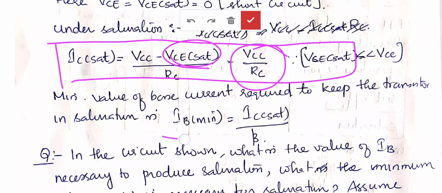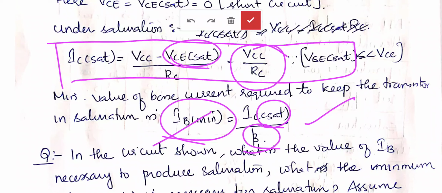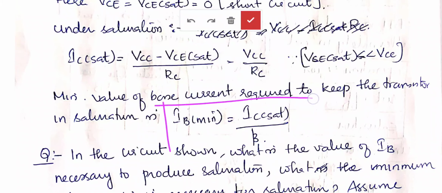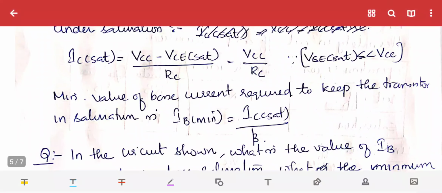One more thing, what is IB minimum? IB minimum is the minimum value of the base current in order to keep the transistor in saturation. We know the equation IB is equal to IC by beta. So IB minimum is equal to IC saturation divided by beta. That is the minimum current required to keep the transistor under saturation.